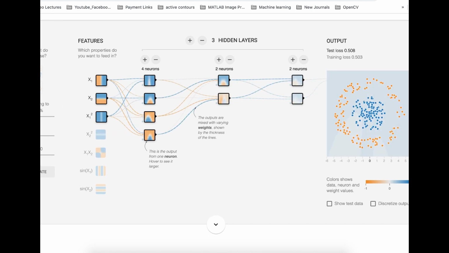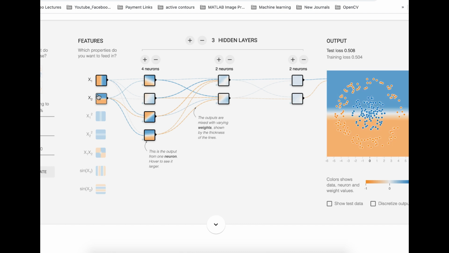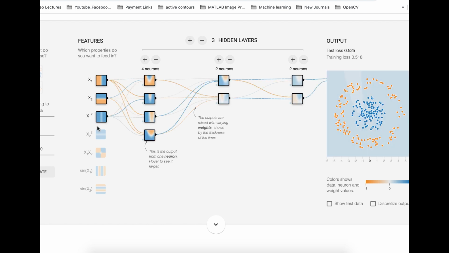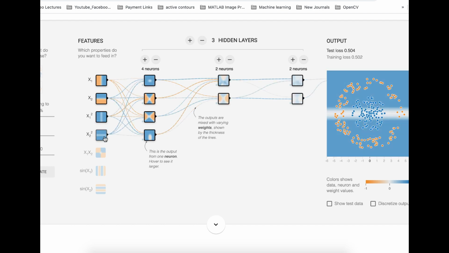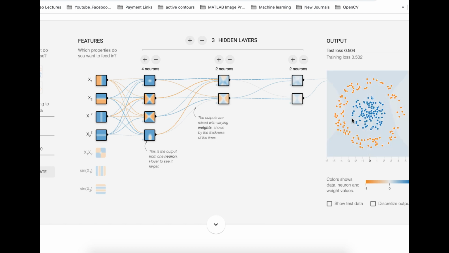So for example, if you have this particular data set shown over here, you can immediately realize that taking x1 and x2 will not do the job, because this has a non-linear boundary. So you have to take features like x1 squared and x2 squared to further enhance the classification accuracy of this particular plot. So you can play around with this.